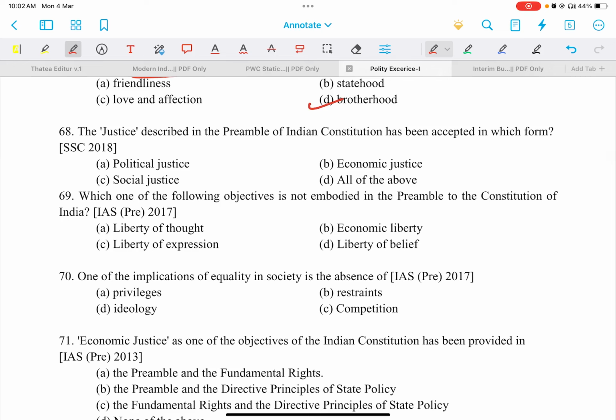Justice described in the preamble of the Indian Constitution has been accepted in which form? Political justice, economic justice, and social justice. So the answer is all of the above.